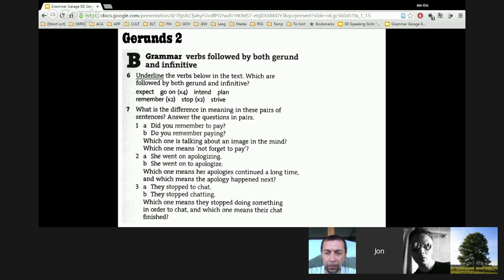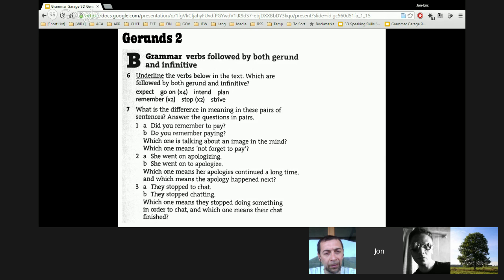Sure. David, I don't know if you can turn on your microphone, but if you can't, okay, then just give us the answers. They stop to chat, they stop chatting. Which one, David, you can write in the window if you prefer. Which one means they stop doing something in order to chat, which means the next thing, and which one means their chat is finished? Can you hear me? Ah, there you are. Good. Okay. They stopped to chat means that. Sorry, I can't talk. I'm gonna write. Okay, right. No problem.